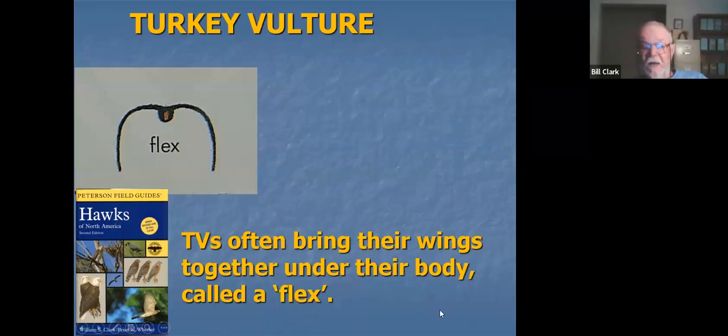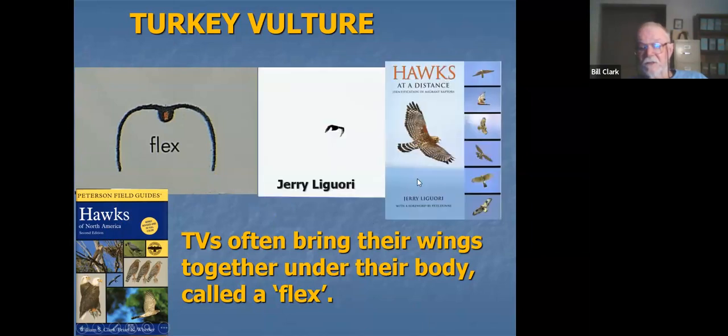Turkey vultures, when they're flying, often bring their wings together under their body in something called a flex, and we've illustrated that here. Jerry Liguori, in his book, shows a turkey vulture that he's caught with the wings pointed down in the process of doing one of these flexes. And they often do that. They most often do this just after they've gotten to the top of a thermal and start to glide to the next thermal. And again, it's thought that by doing this, it can remove some of the plastic deformation on the outer primaries.